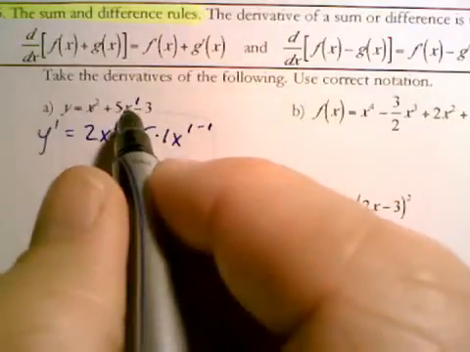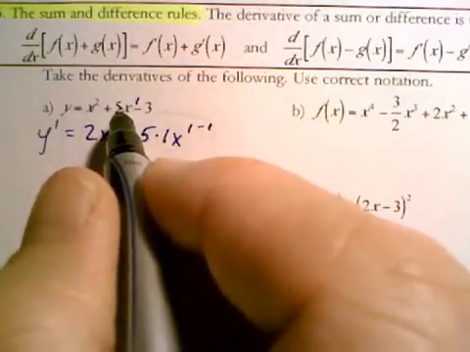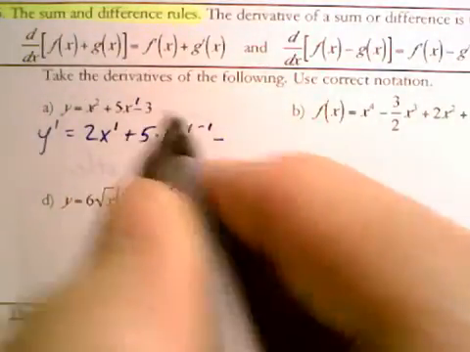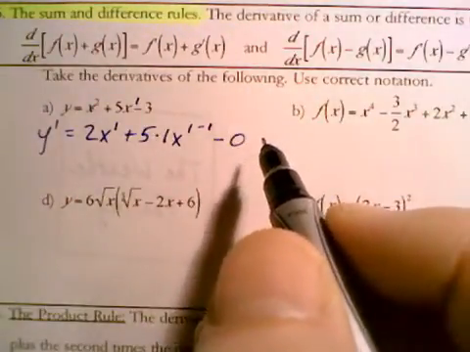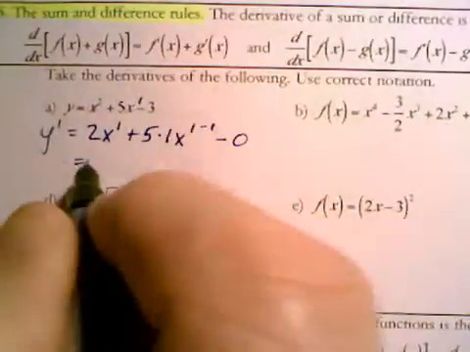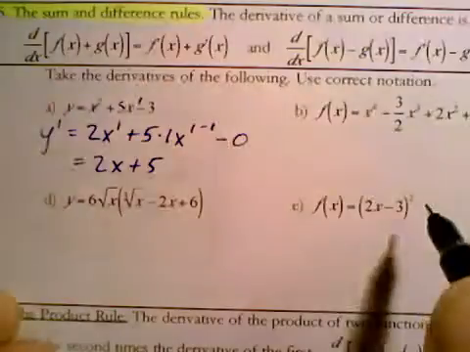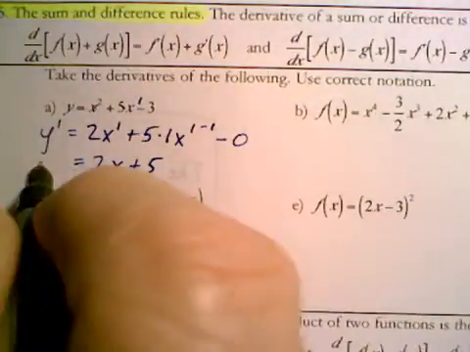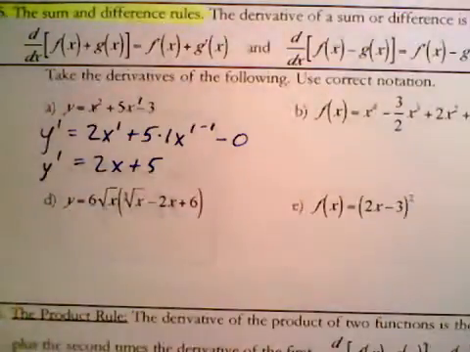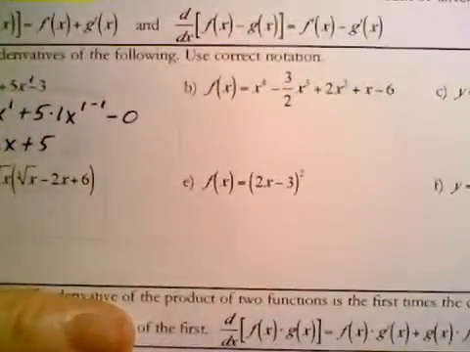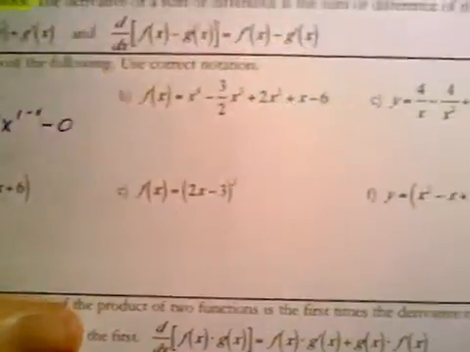Remember, the derivative of a linear function is a constant. Okay, minus the derivative of a constant is 0. Okay, and so let's clean this up a little bit. It would be 2x plus 5. That's y prime. And after seeing that, I don't think you'd have too much trouble on this next one. So let's go ahead and do C.